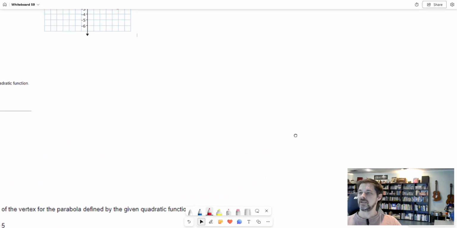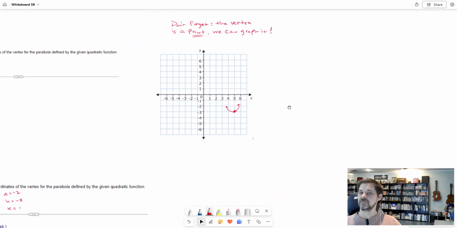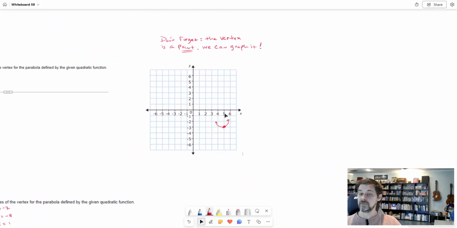Remember, in the first video I made, I showed you, don't forget the vertex is a point. You can graph it, you can get graph paper, you can put it where it needs to be, and then if needed, we could draw the rest of the parabola around that.